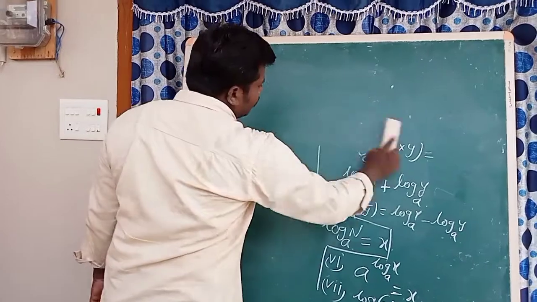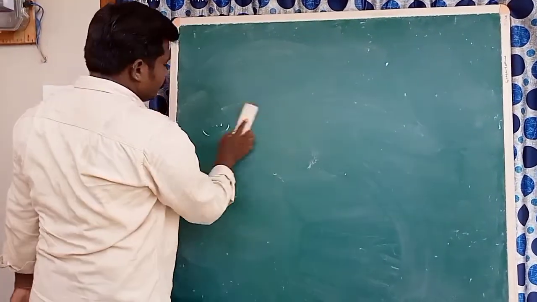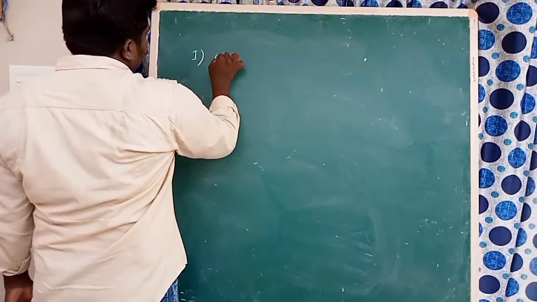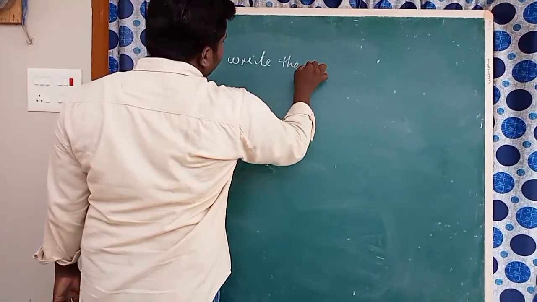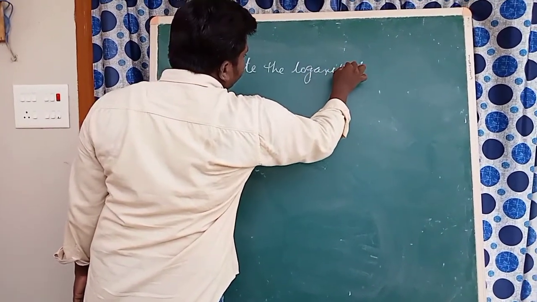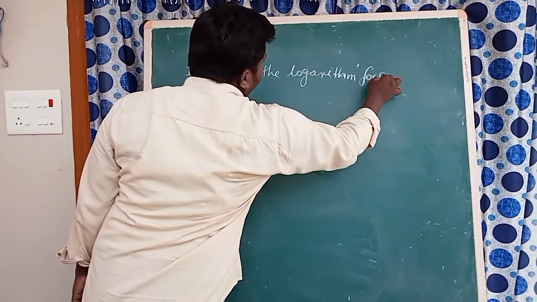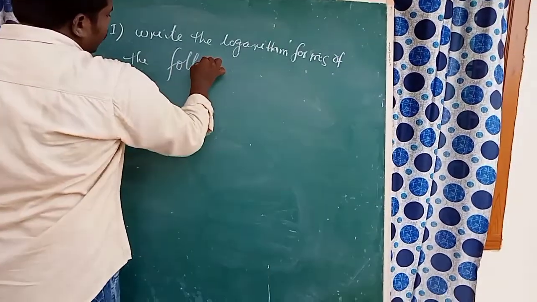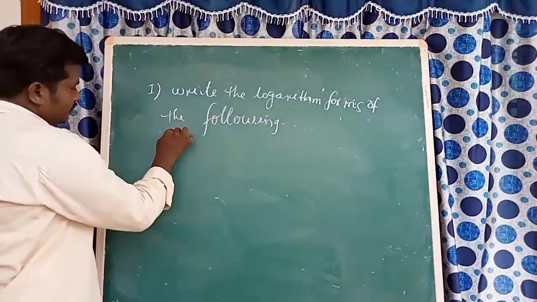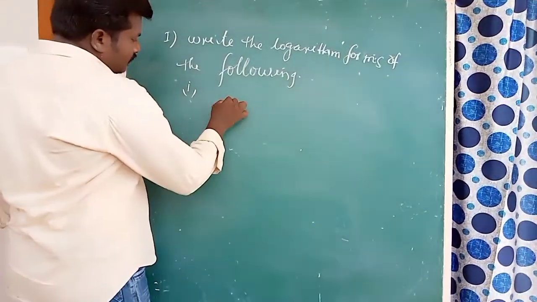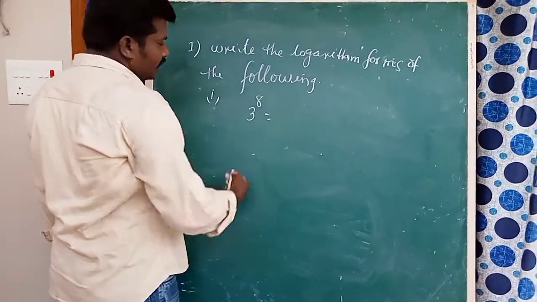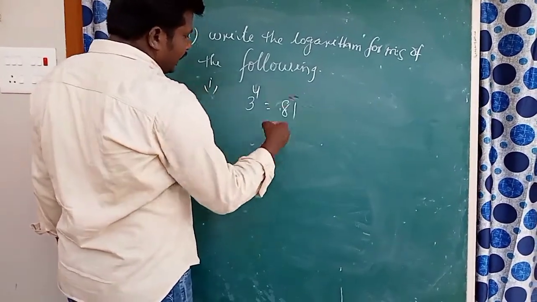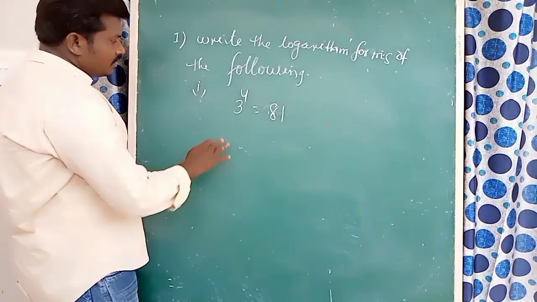See now, the first problem is: write the logarithm forms of the following. First one: 3 power 4 is equal to 81.